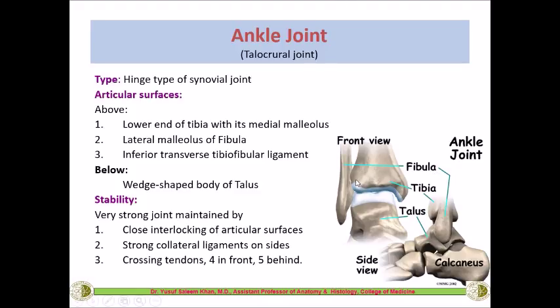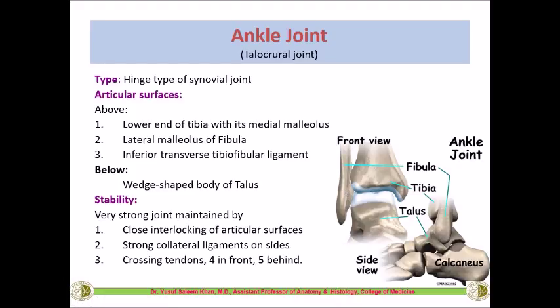The articular surface is between the lower end of the tibia, with its medial malleolus, and the lateral malleolus of the fibula, which will be articulating from above, and from below, this is the talus. So the inferior transverse tibiofibular ligament will be present here. All these three bones, the tibia with its medial malleolus, the fibula with its lateral malleolus, as well as the talus, will be articulating with each other. So these will be the articular surfaces.